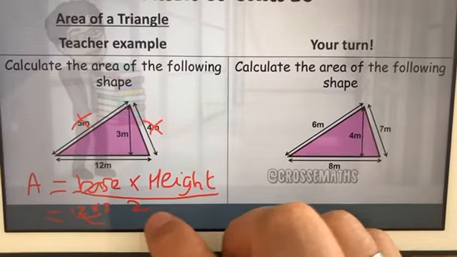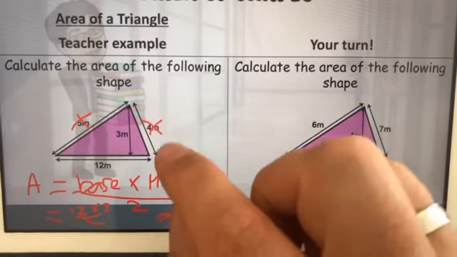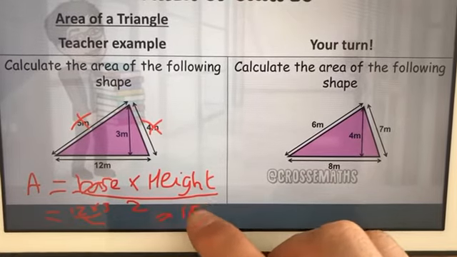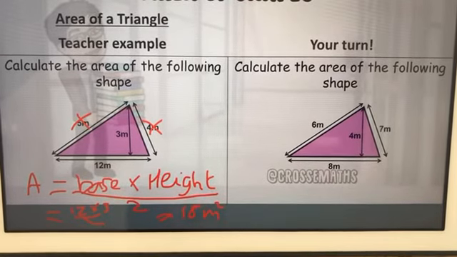All divided by 2 gives me 18 meters squared. Okay, so 3 times 12 is 36, divided by 2 is 18. Guys, once you've got that one on the left hand side written down and it's clear, can you have a go at the one on the right hand side, please?